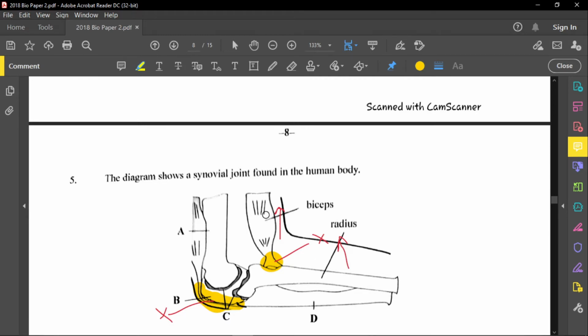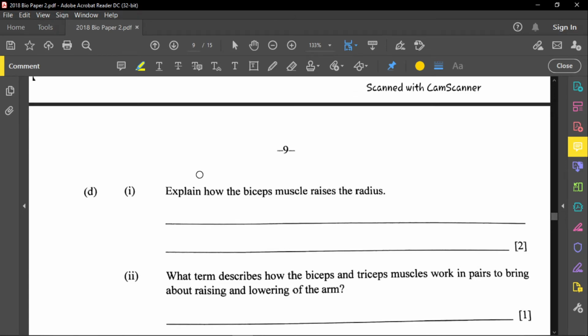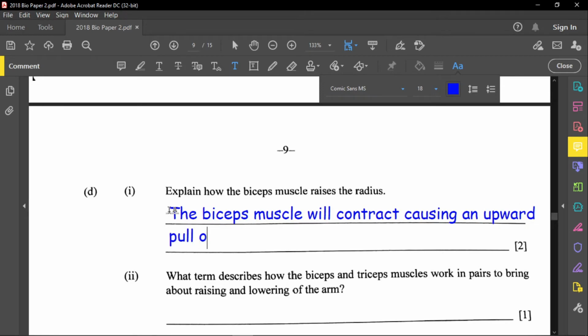And so it therefore means that this muscle must get shorter, which means it's going to contract. So you're going to contract, all right? So let's answer this question. What will happen here now is that the bicep muscle will contract, causing an upward pull on the radius.